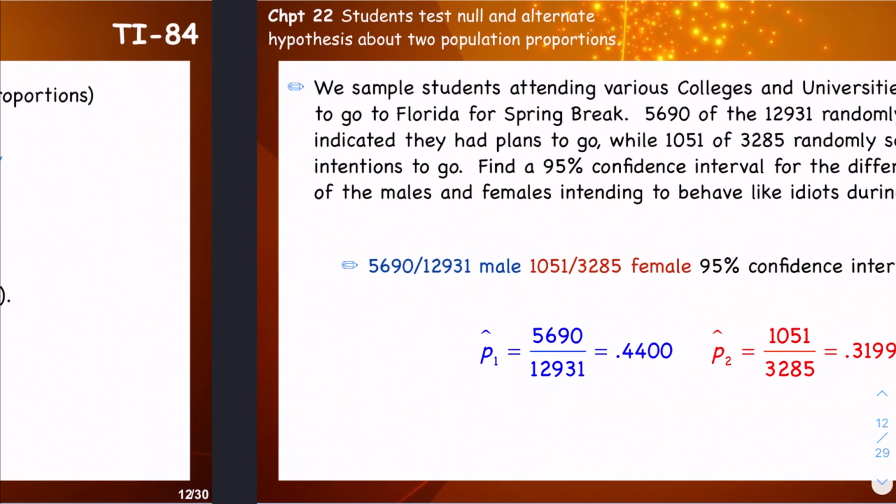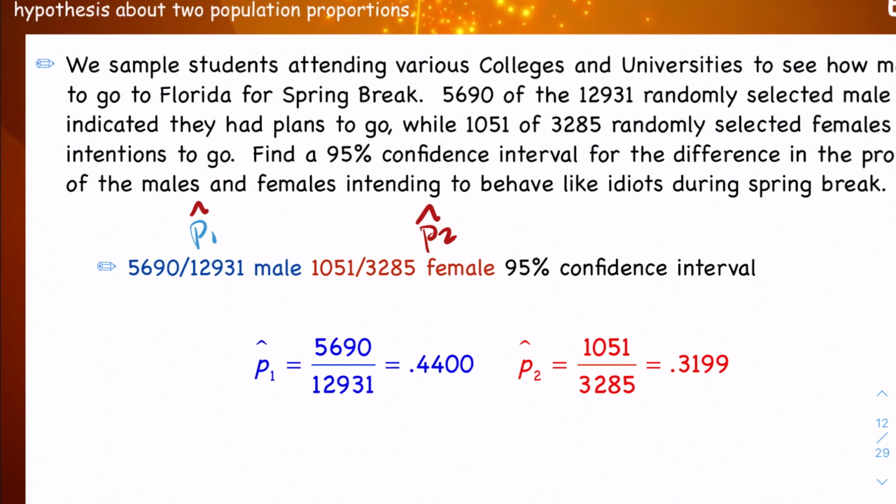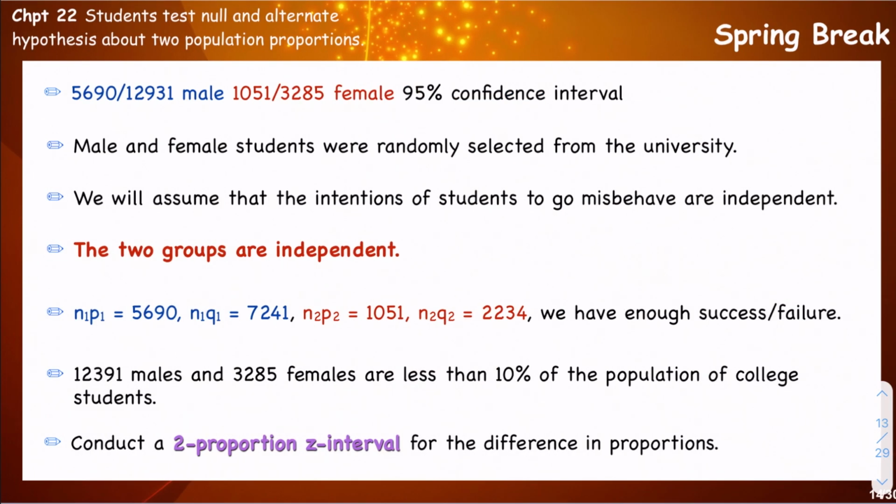So note, we have these two proportions. Let's call this P1, and then let's call the females P2. We actually went out and collected this data, and we want to build a 95% confidence interval. So what are we saying here? Well, the P1 hat is 0.44 and P2 hat is 0.3199. I want to compare these two groups. Okay, so we look at our two proportions and we're building a 95% confidence interval.